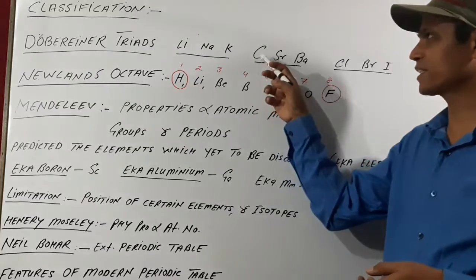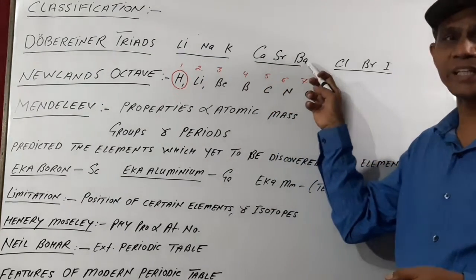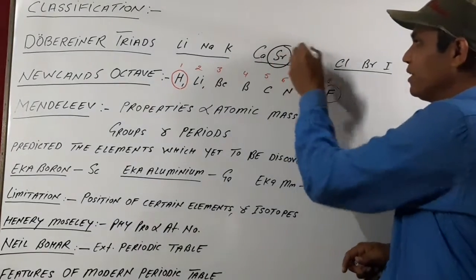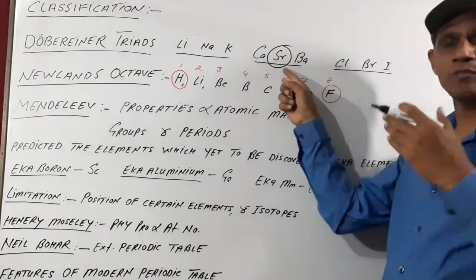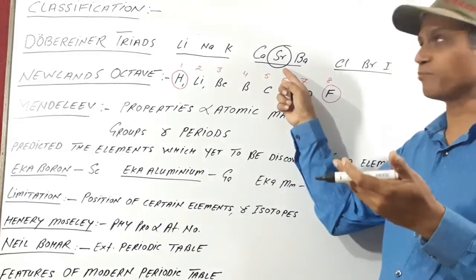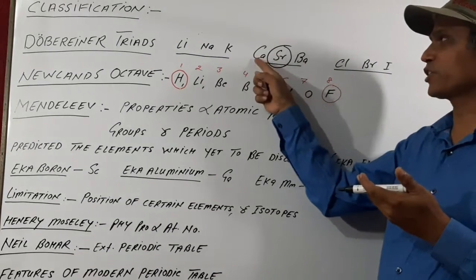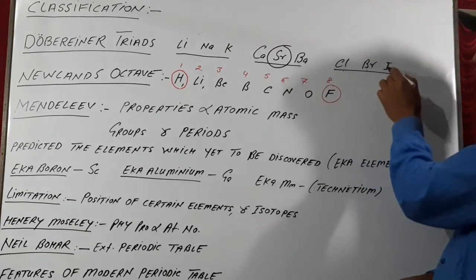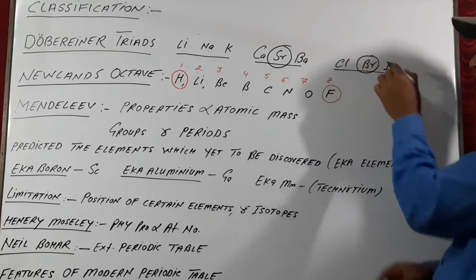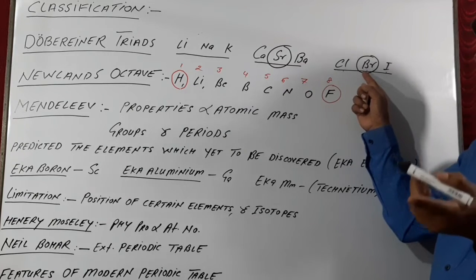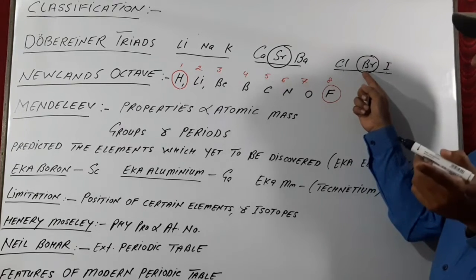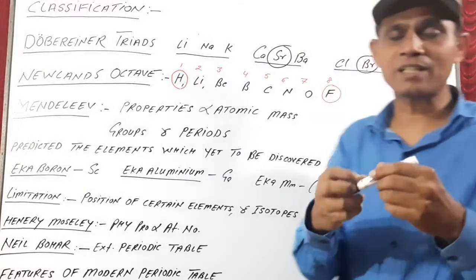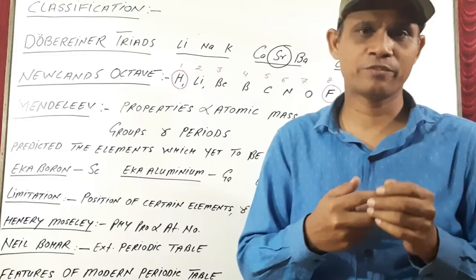Similarly, the second triad is calcium, strontium and barium. Here also strontium has the mass which is the arithmetic mean of the masses of calcium and barium. Similarly, chlorine, bromine, iodine. Here bromine has the mass which is the arithmetic mean of the masses of chlorine and iodine. So these are the triads.